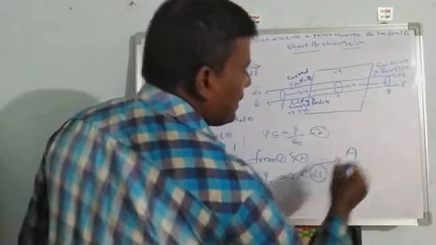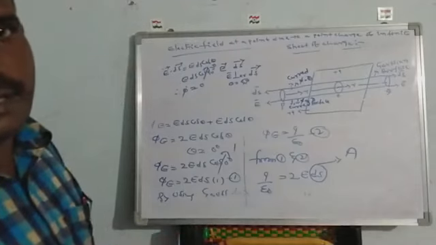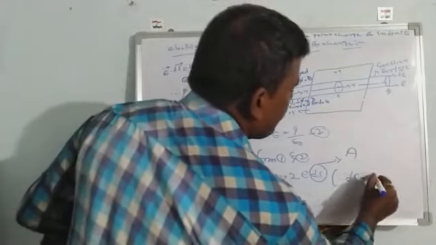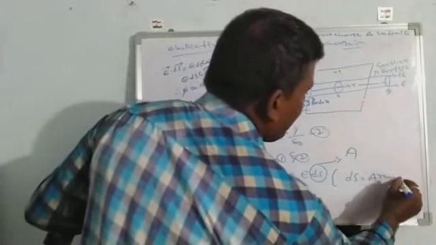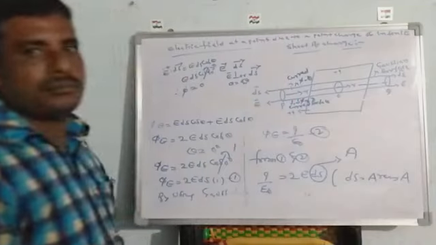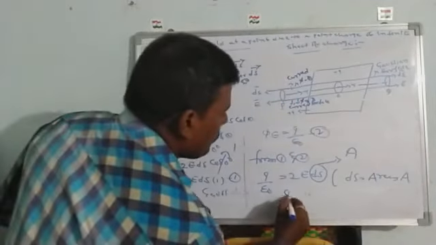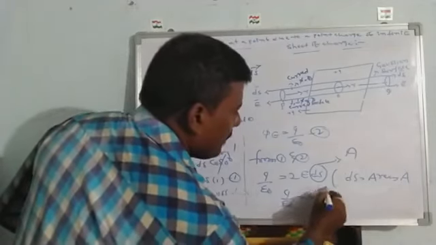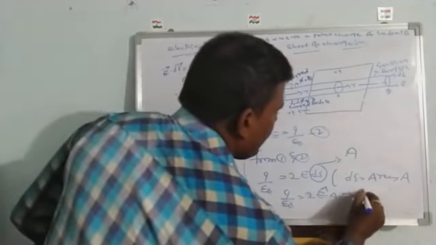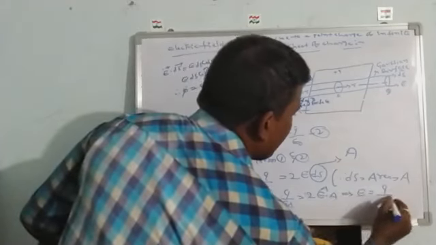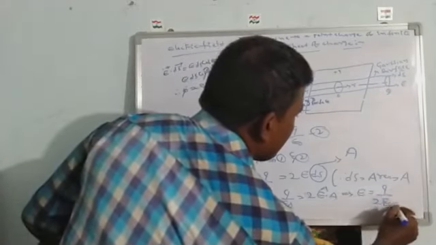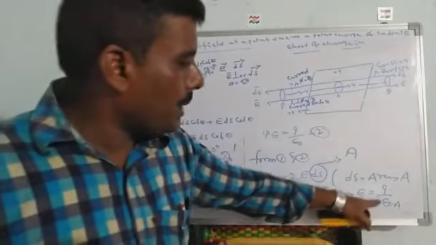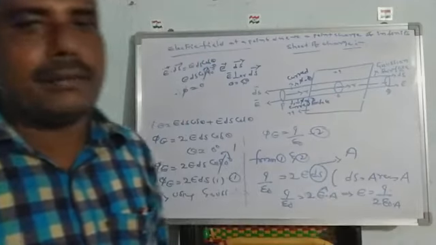Cross sectional area is nothing but A. Since ds equals area equals A, Q by epsilon naught equals 2E into A. Therefore E equals Q by 2 epsilon naught into A.